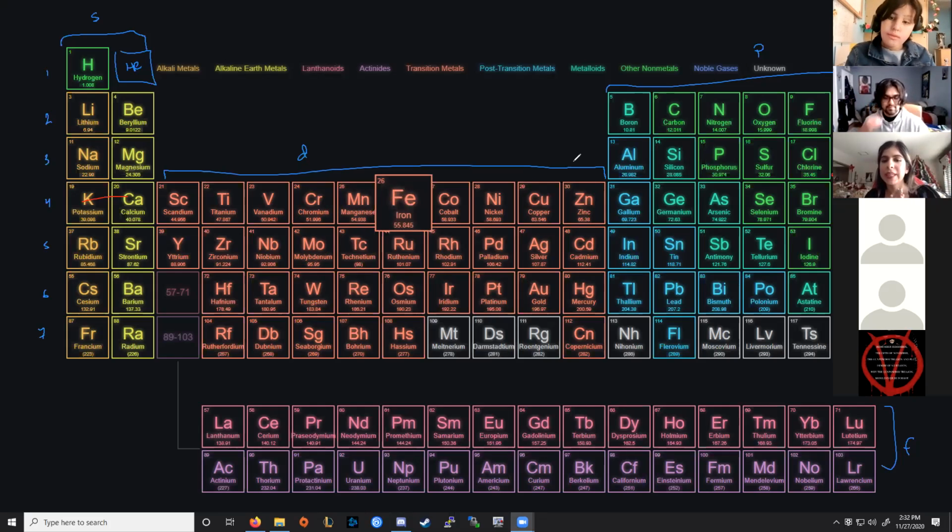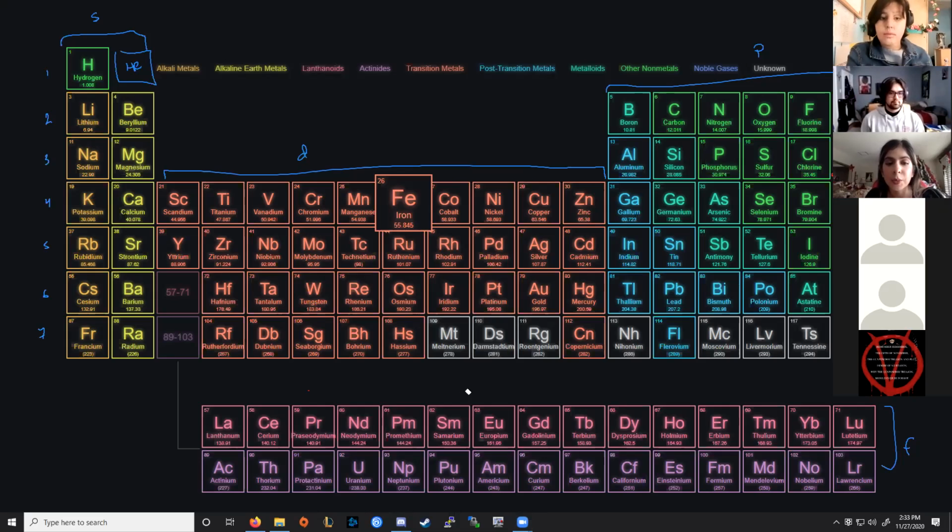So 3d9 is almost full, right? Like it's just missing one. So if it takes one from the 4s subshell, it makes the 3d completely full, so it's happy, it's stable, and it makes the 4s exactly half full. And that's much more stable than 4s being completely full and 3d being almost full. So it likes to be either completely full or exactly half full.